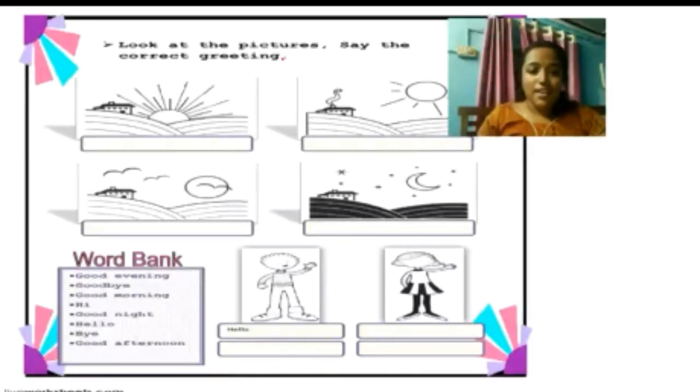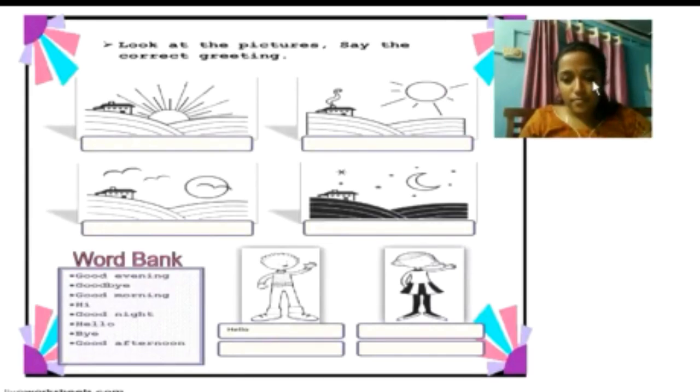Look at the picture here. Can you see the picture that I have provided? In this picture we have different images. This is a task for you. From this picture, you have to answer with the correct greetings. I have provided a word bank in the corner. In this, we have different ways of greeting, like good evening, good night.